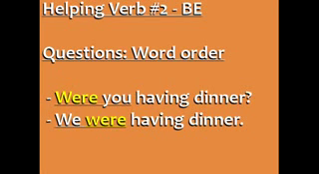Here's another example. Were you having dinner? The helping verb, were, comes before the subject, you, in the question form. In the statement, the order is reversed. We were having dinner.